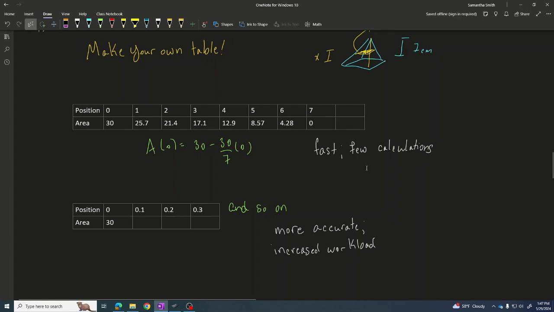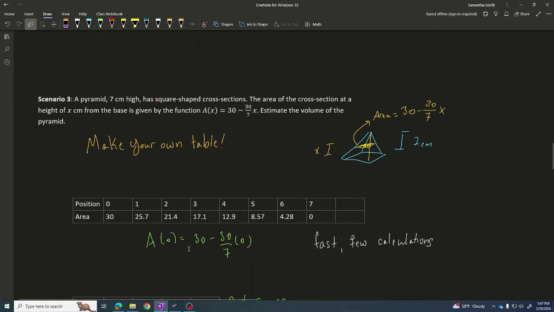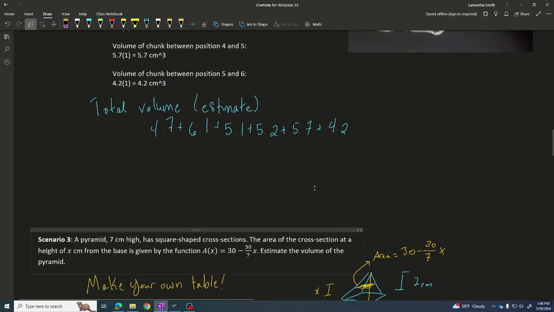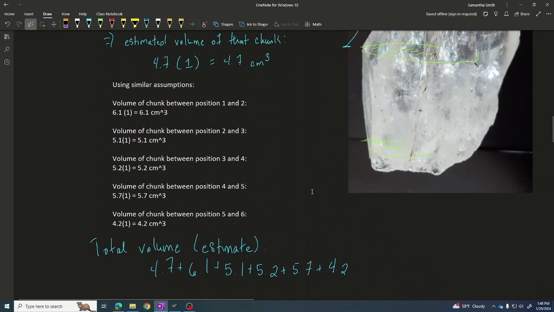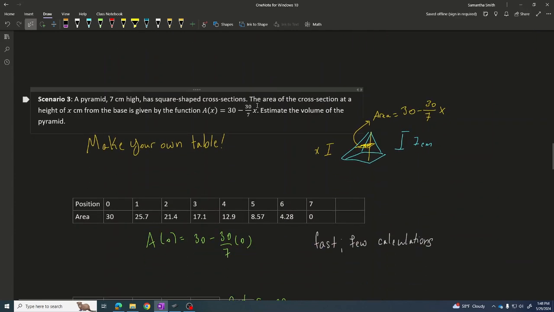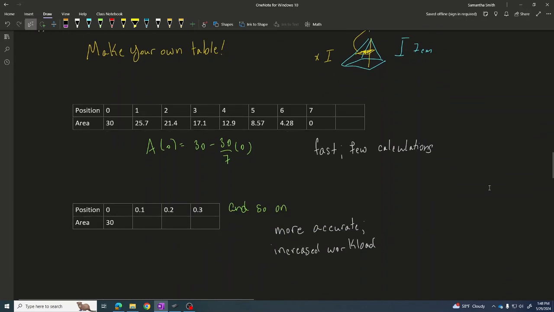If I wanted my table to have more data in it, then I would have to plug more values of x into my area function. And when I finally got to the volume estimate, I would have more chunks whose volumes I would have to calculate, and then more volumes to add together to get the total. So in questions like these, where you have lots and lots of options at your disposal, where you have a lot of freedom in terms of how you answer the question, you have to make your own decisions based on the pros and cons on the table.